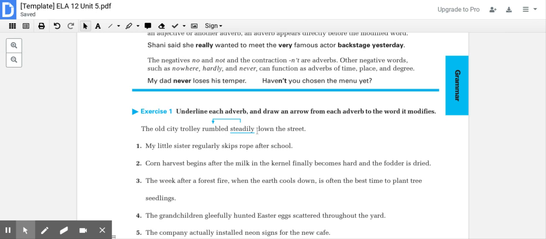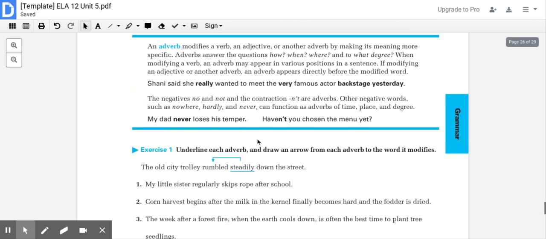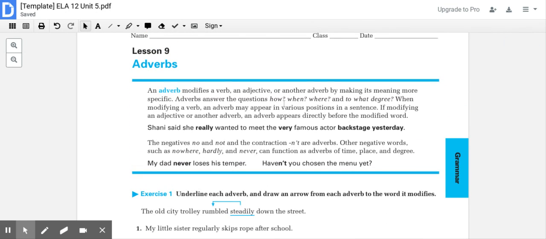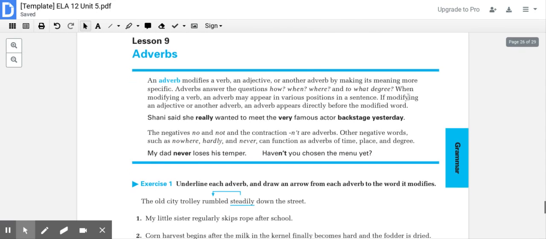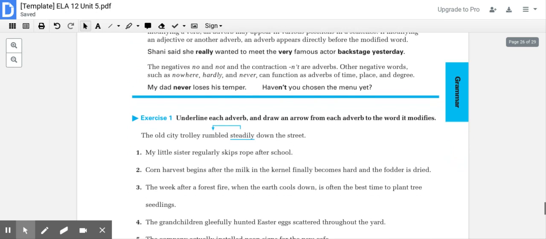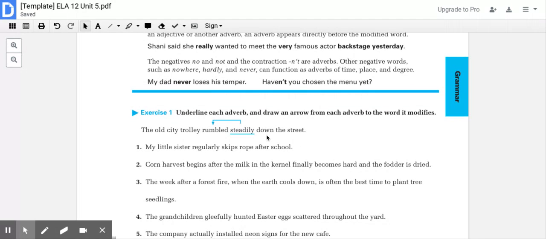find the adverb that tells you, remember those questions: how, when, where, to what degree, or how much. How did it do it? And you're going to underline the adverb and draw a line to the word that the adverb describes. So, looking at the example rather, the old city trolley rumbled steadily down the street.